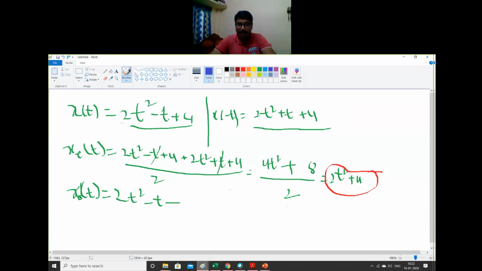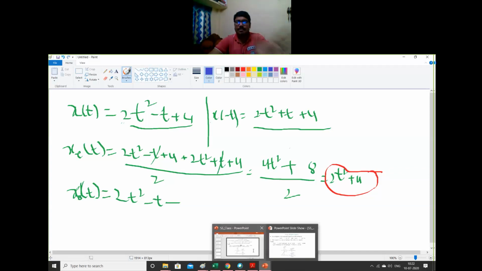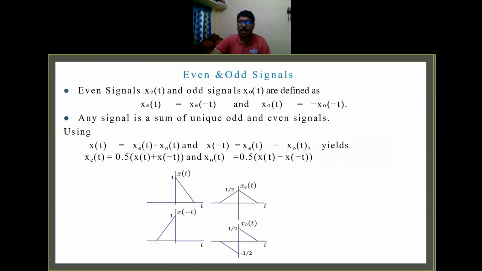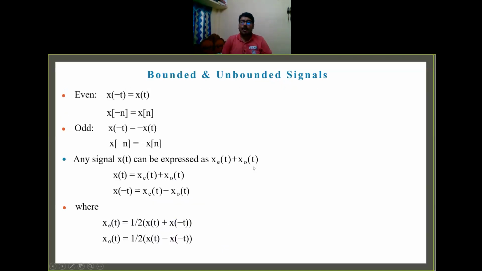So this is my even and odd concepts. I hope you understood it. Next, can I move to the next one? Bounded and unbounded signals. So we have seen even signals, we have seen odd signals. This is the expression of some problems which I have given for the same problem.